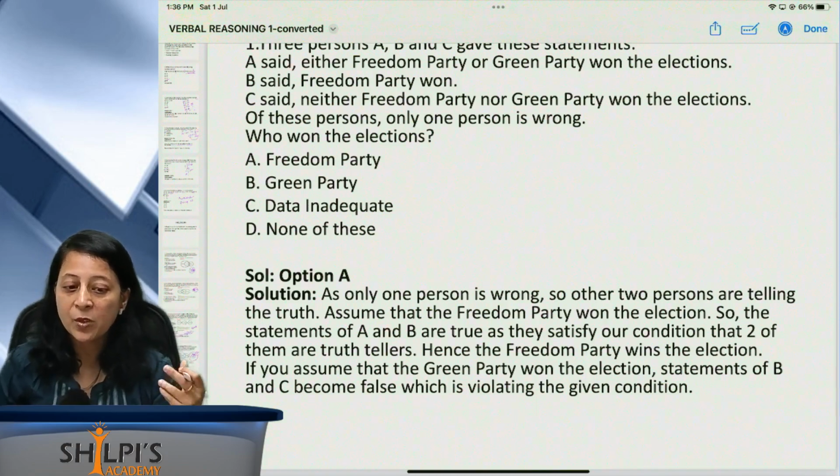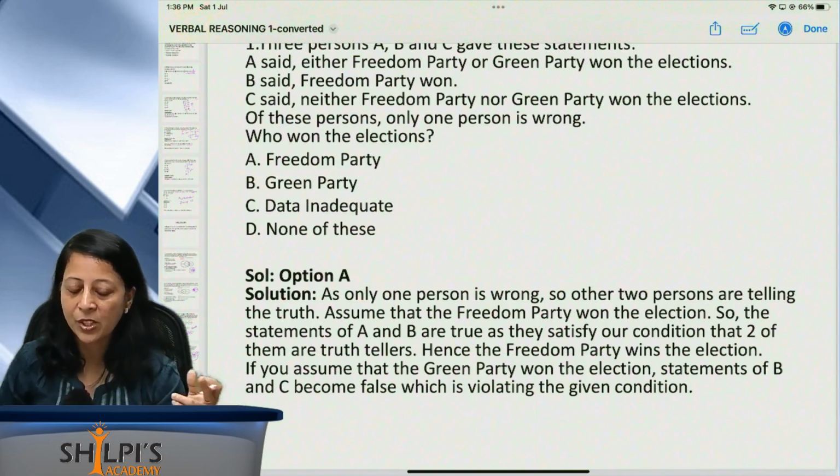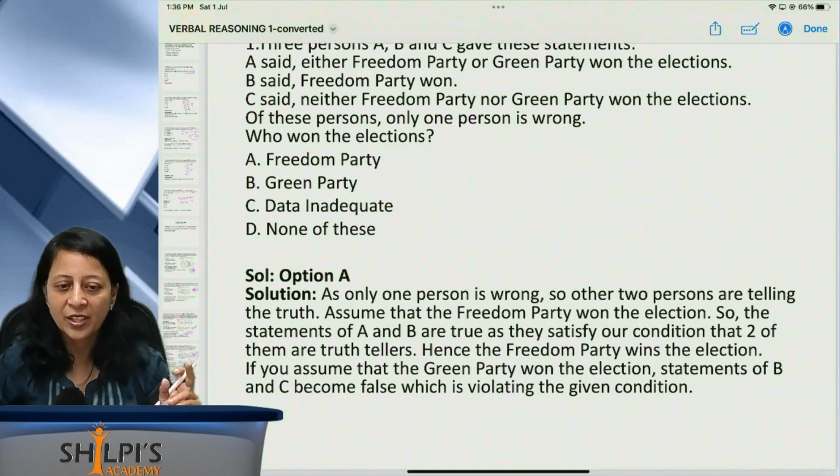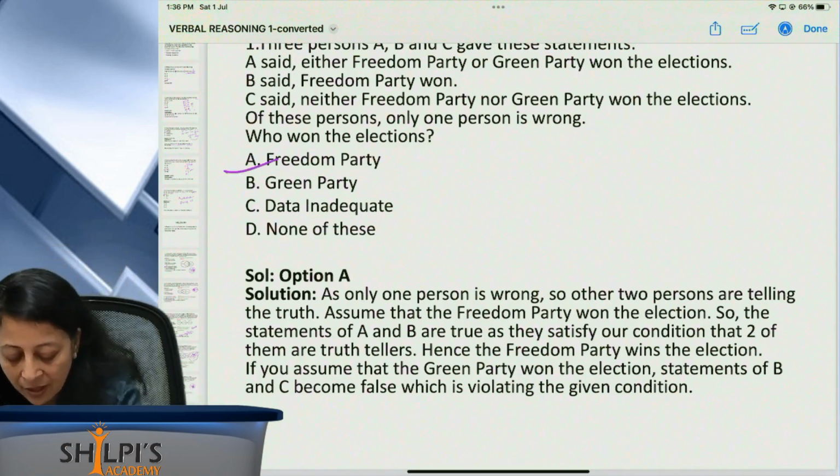If you assume that the Green Party won the election, the statements of B and C become false, which violates the given condition. Got it, students? So, the option is A.